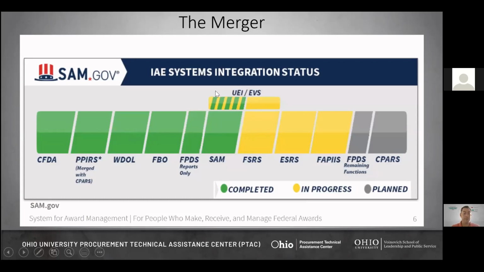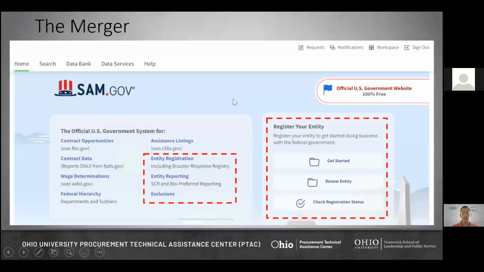And that should be here April 4th of next year. So this is the entity registration, entity reporting piece. You'll see there's a couple of different options here to get to where you need to go. I always suggest that when you come in, if you have a login.gov, you sign in so that you can see your requests, notifications, your workspace, and that information.